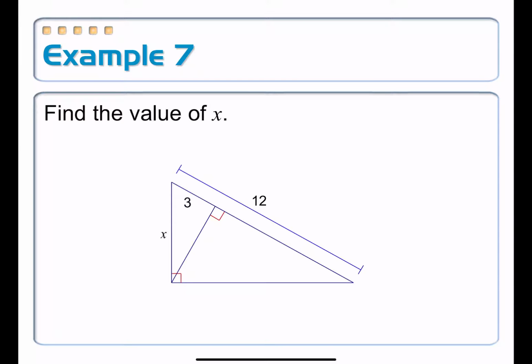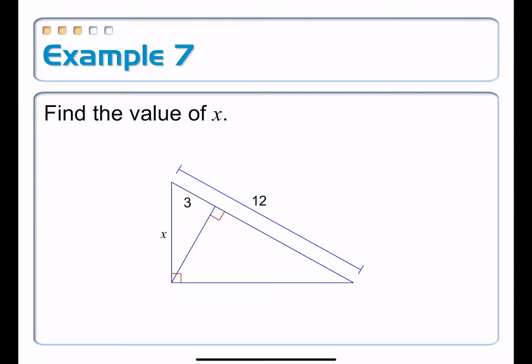On example 7, find the value of x. Once again, we have ourselves a right triangle. We have the altitude drawn in from the right angle to the hypotenuse, but we have a different setup than we had before. So we're not even concerned about the length of that altitude.